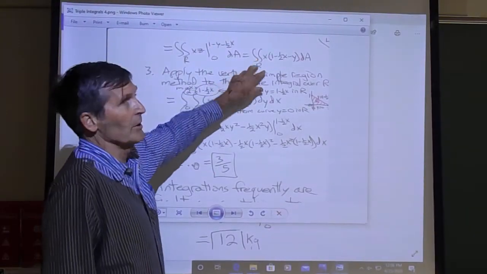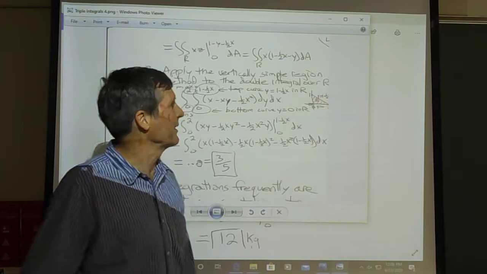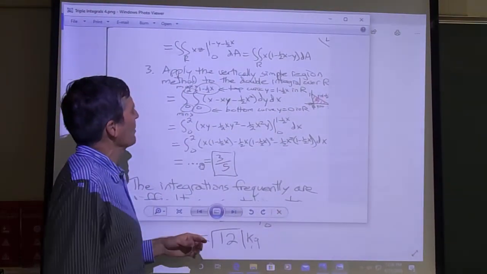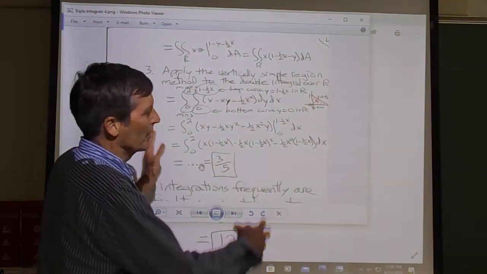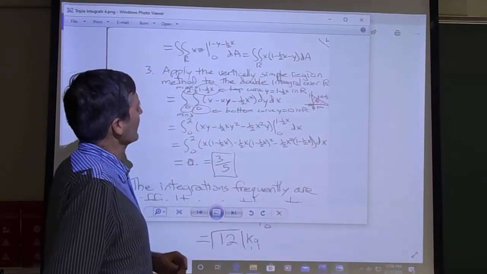Now I have to do this double integral over the plane region. That's what we already did in the other section. It's easy now, right? We just apply the vertically simple region, or type 1 region, we call it in the book, to the double integral.